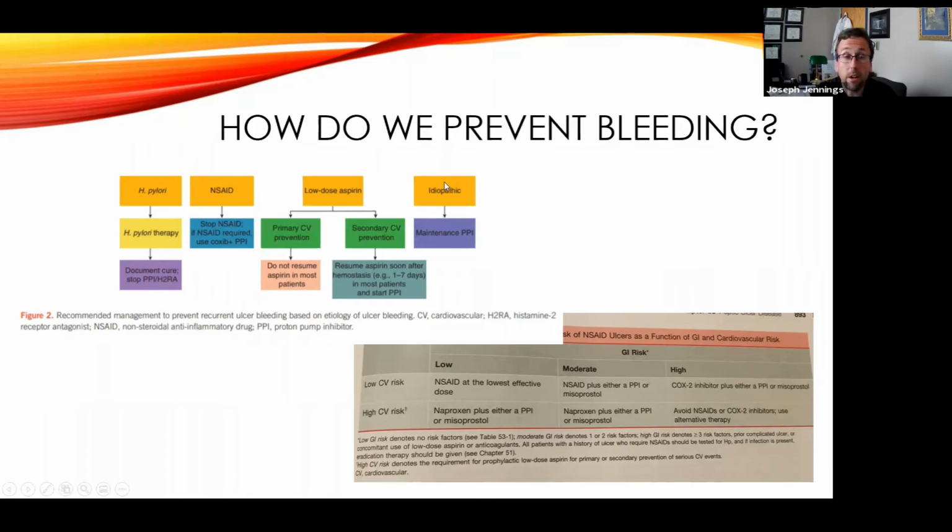And if we never find a good reason for their ulcer, sometimes the safest thing to do is to keep them on a PPI indefinitely, or some data says an H2 blocker instead, if you have patients worried about the long-term risks of PPI, which is a different talk for a different day. But again, we're doing something to try to minimize that risk of bleeding in the long term.